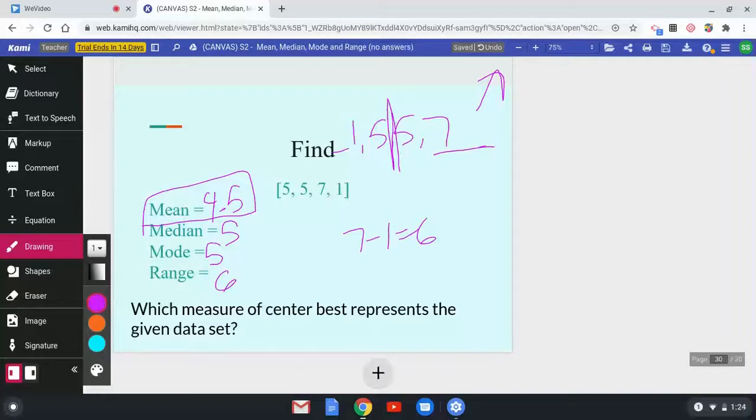Don't forget to sing that song. Hey diddle diddle, the median's the middle. We add and divide for the mean. The mode is the one that appears the most, and the range is the difference between.